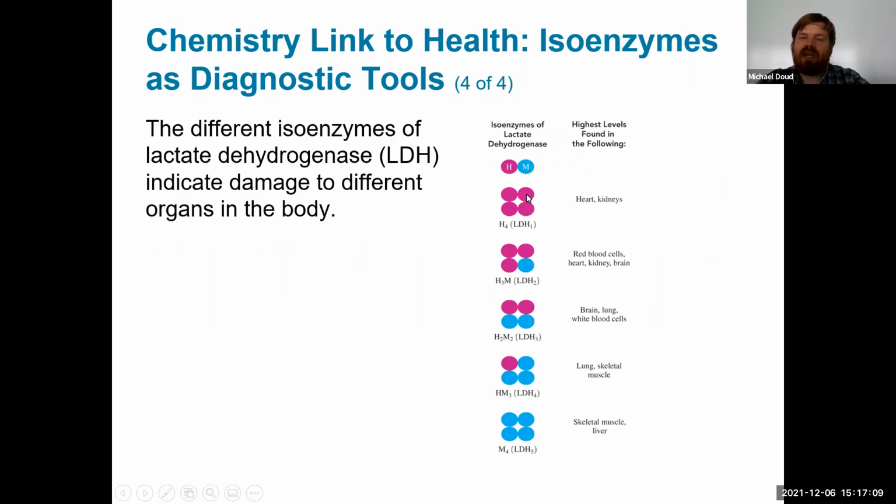So here's the different LDHs. LDH1 we mentioned has all 4 H's. LDH2, which is present in the red blood cells, heart, kidney, brain, has 3 of the H's and 1 of the M's. And then brain, lung, white blood cells are H2M2. Lung and skeletal muscle are HM3. And then finally, skeletal muscles and liver have the M4.